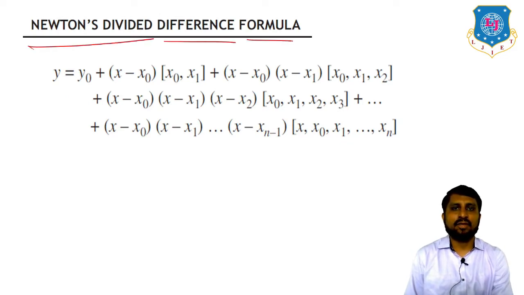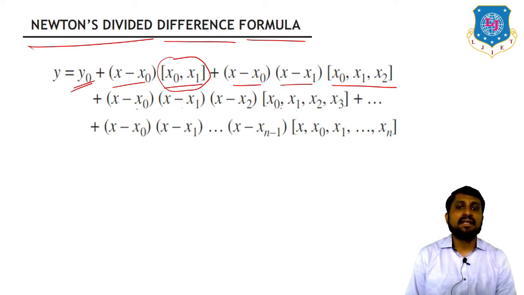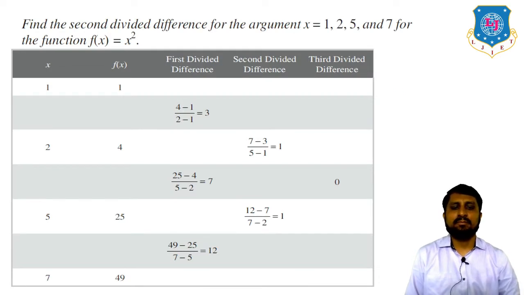Newton's divided difference formula: y is equal to, first, y0, and don't forget y0 is nothing but f of x0, plus x minus x0 times f of x0, x1, the first divided difference on x0, x1. Then x minus x0, x minus x1 times the second divided difference x0, x1, x2. Then x minus x0, x minus x1, x minus x2 times the third divided difference on x0, x1, x2, x3, and so on. The formula is quite tricky, but using examples, I hope you all can understand how we can solve them. So let's try to solve some important examples.